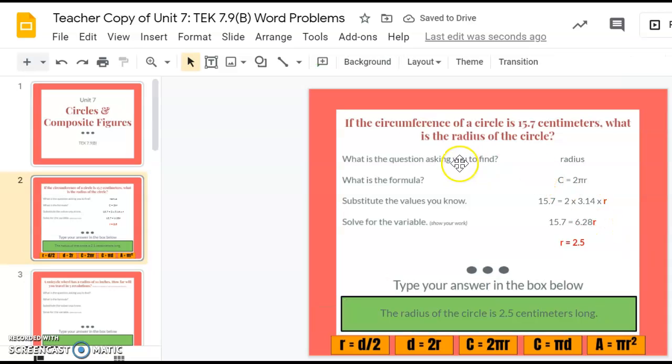All right, so what we have is where it says, what is the question asking you to find? I put that in. What is the formula? I added that. Substitute the values you know. I did that here. Solve for the variable. We showed our work. And then type your answer in the box below. Your answer needs to be in the form of a sentence. The radius of the circle is 2.5 centimeters long.